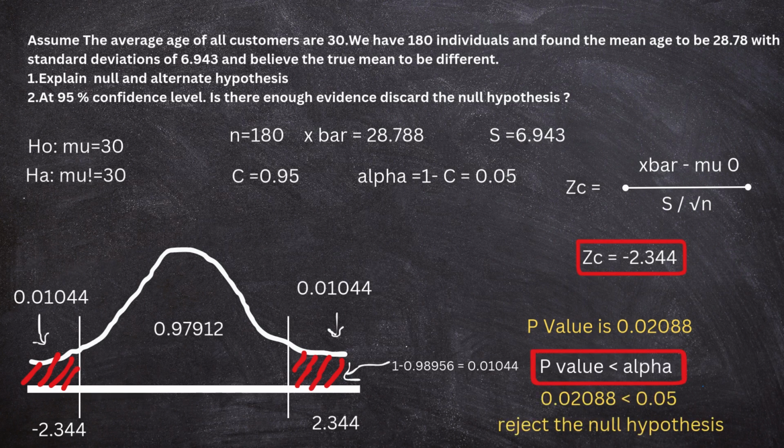Now, we compare the p-value with alpha, 0.05. Here, our p-value is less than alpha, so we need to reject the null hypothesis. This is the p-value method. The statement is that with a 95% level of confidence, we cannot accept the null hypothesis.